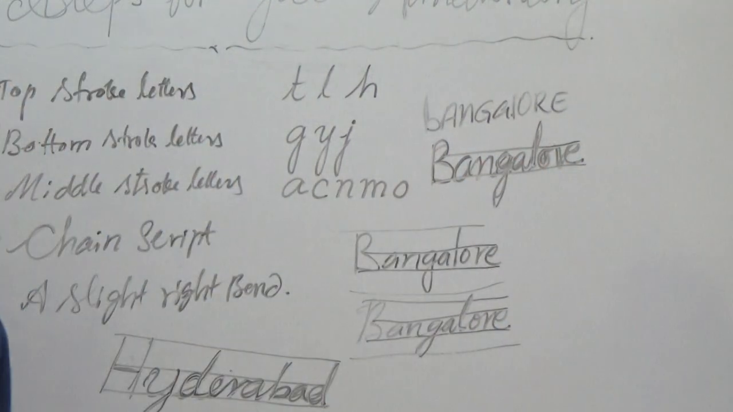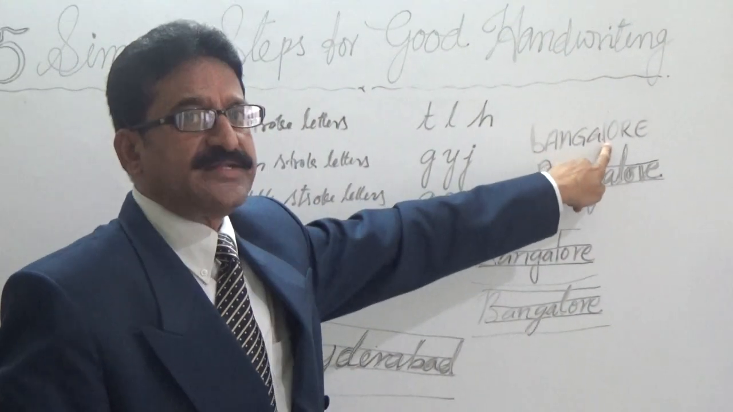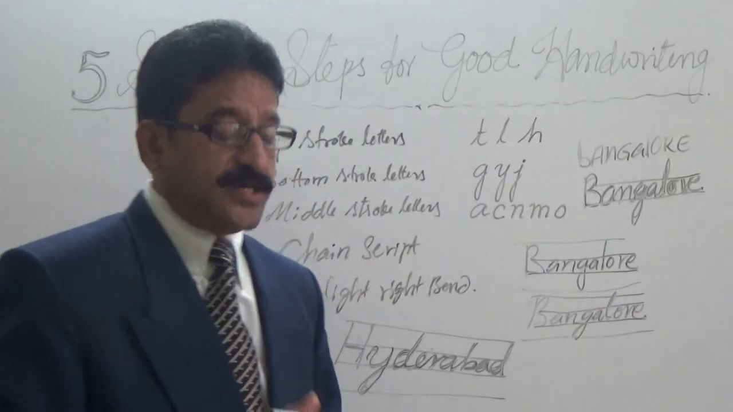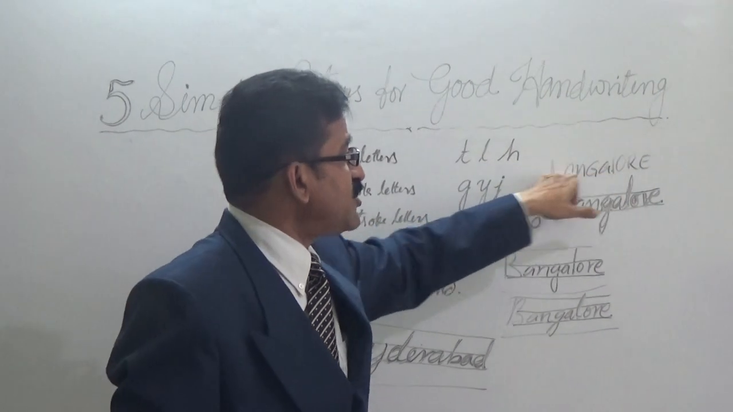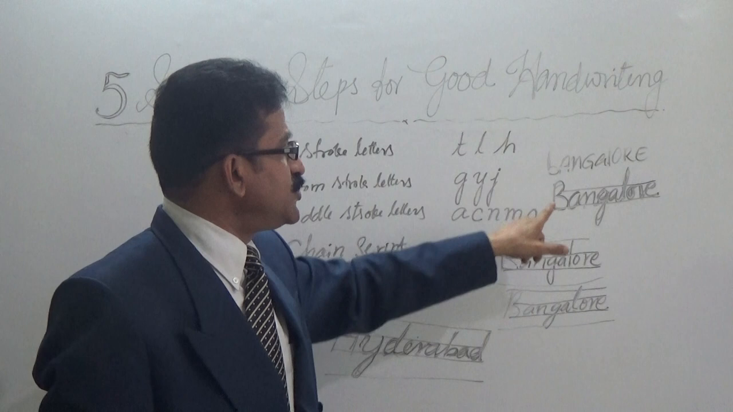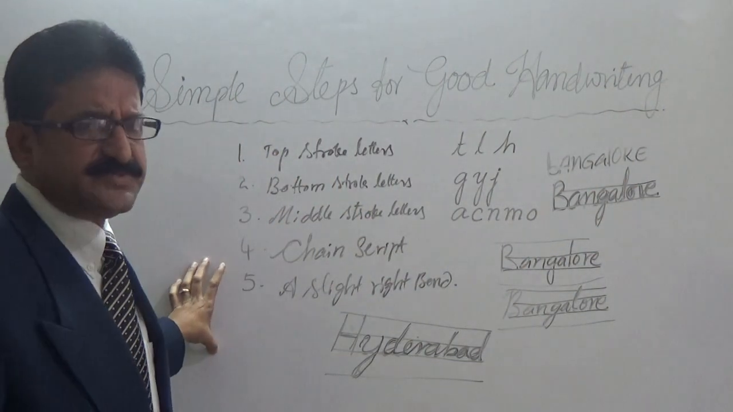Now it looks nice. But this doesn't look nice, because it is not in the proper manner. Even it is not an accepted method to use like this. Even I observe some students while writing their names also using a mixture of letters like this. That is very erratic. It should not be used. So it should be written like this. These are the 5 simple steps.